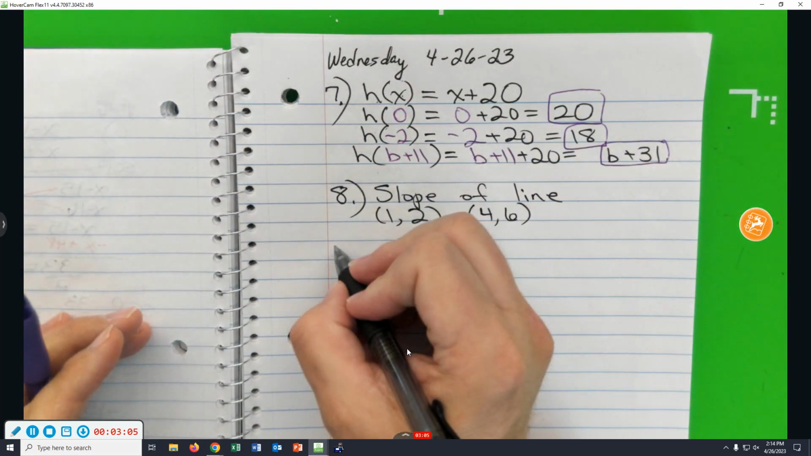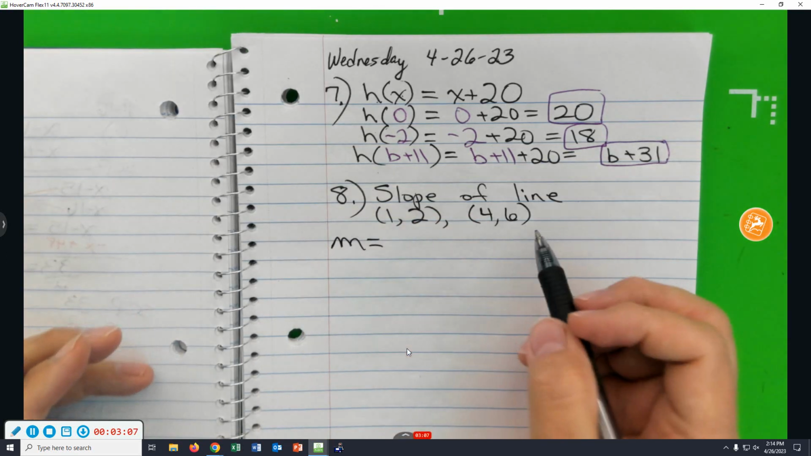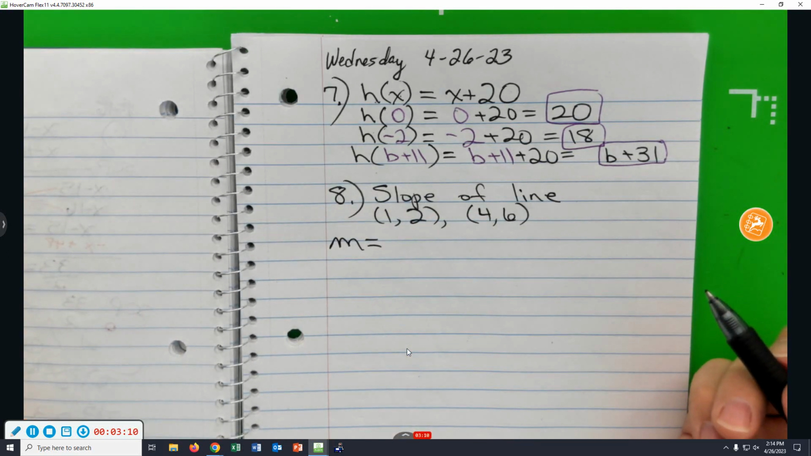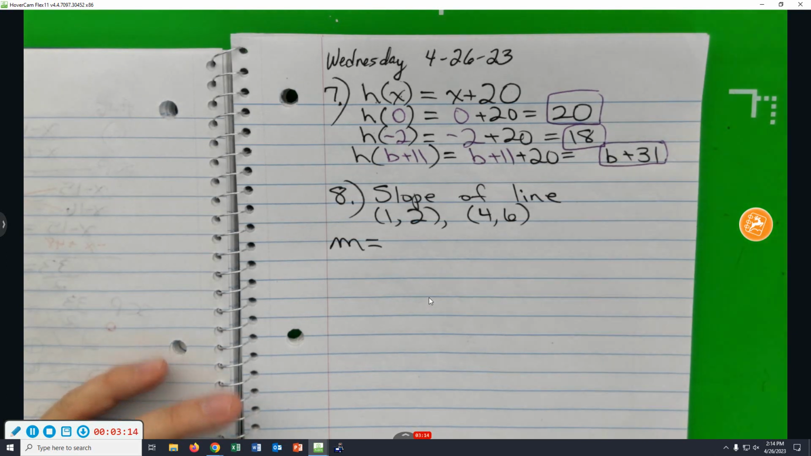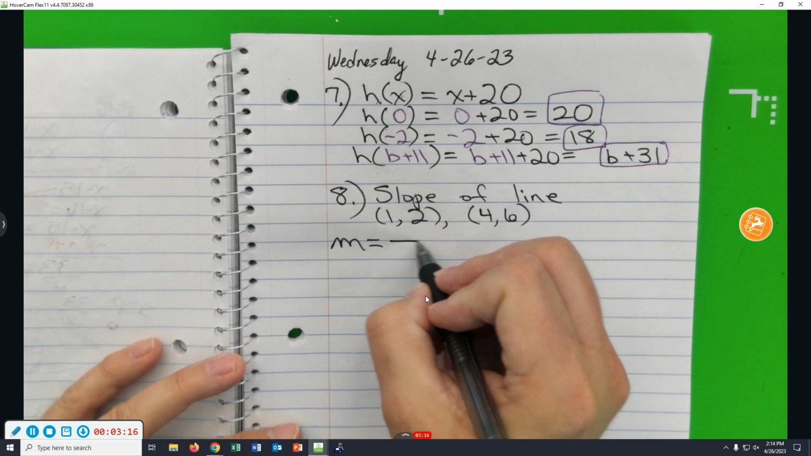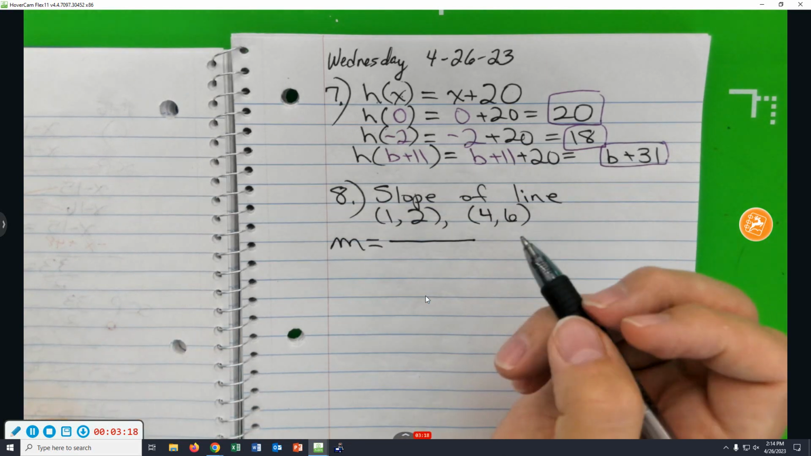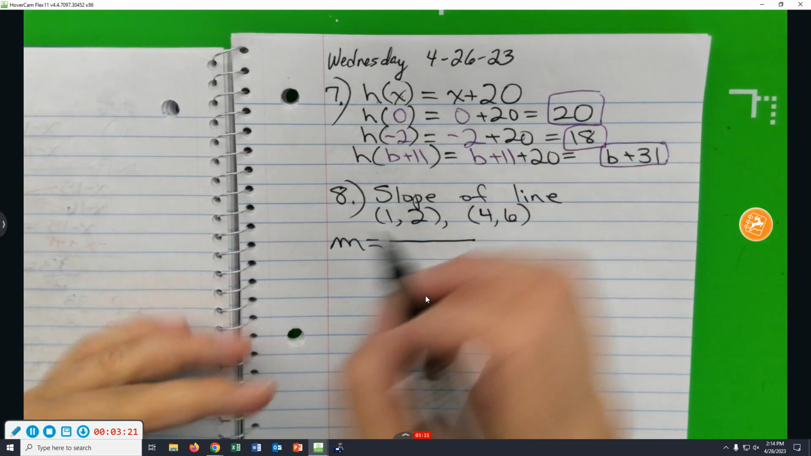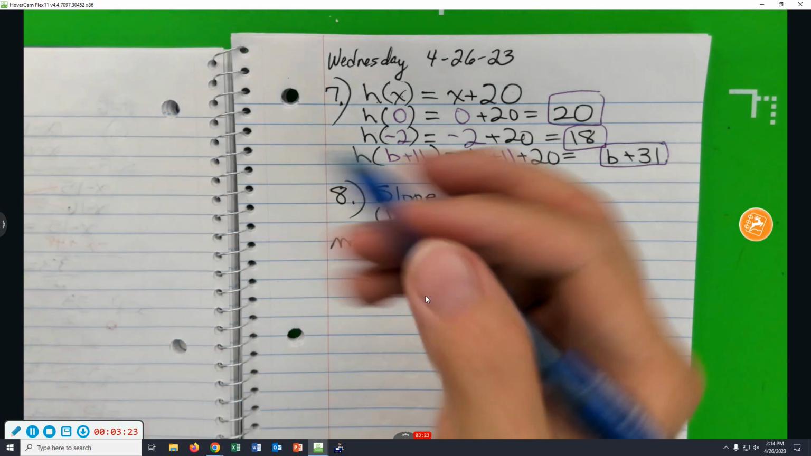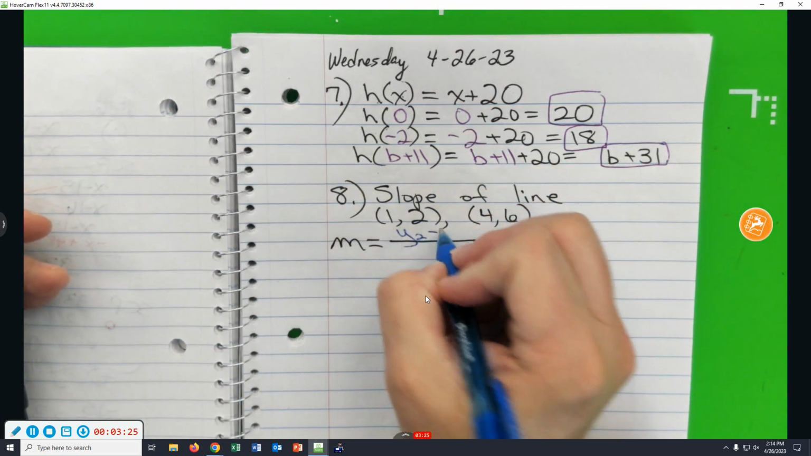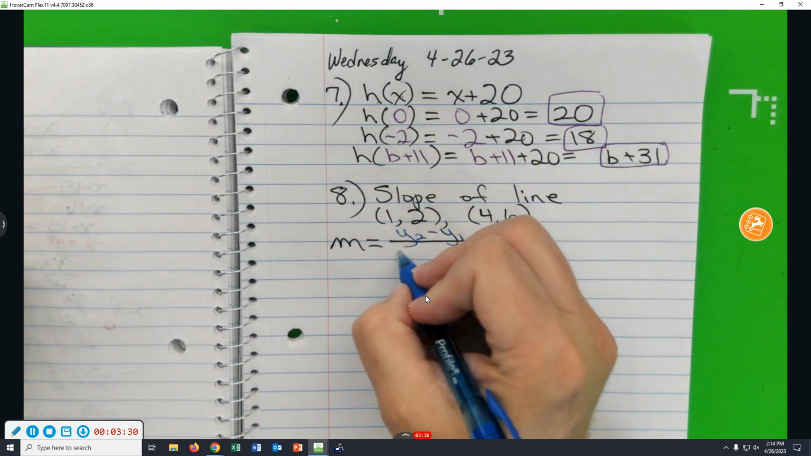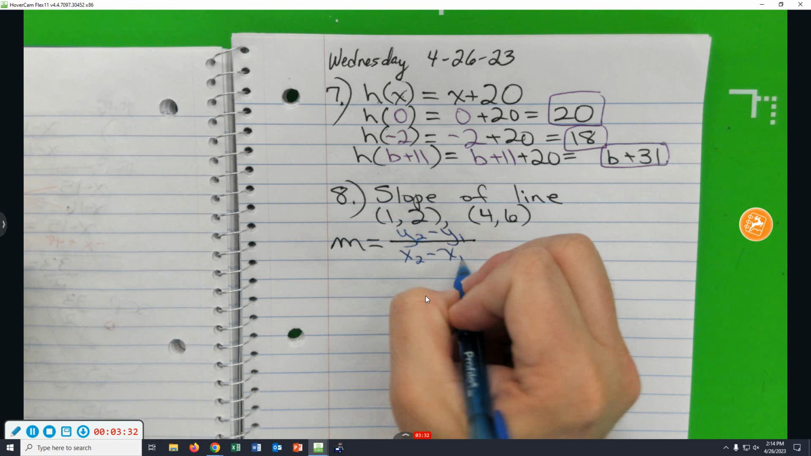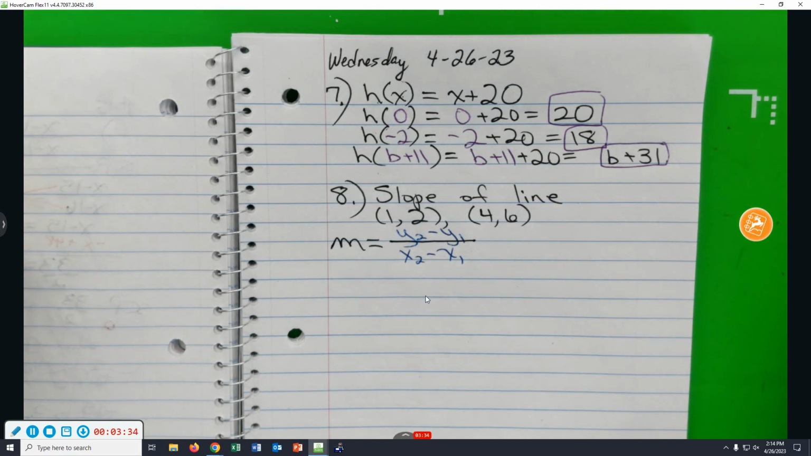And we had a formula. We could just plot the points and count rise over run, but I only use rise over run if they give me the graph. Otherwise, I use the slope formula. y2 minus y1 is what's on top. That gives us the rise, or the vertical movement, over x2 minus x1. So second y minus first y over second x minus first x.